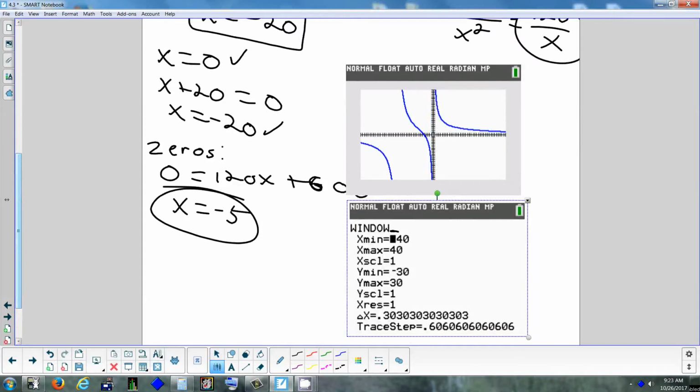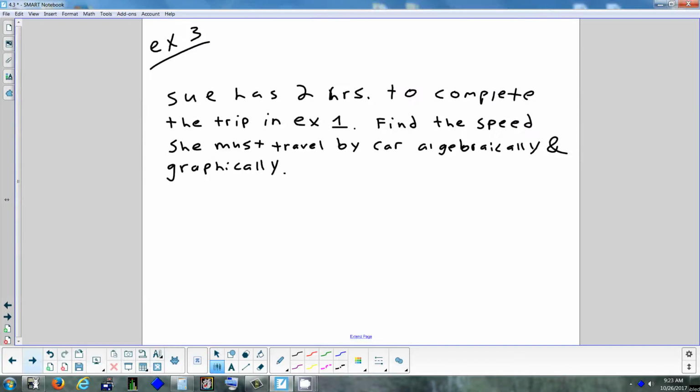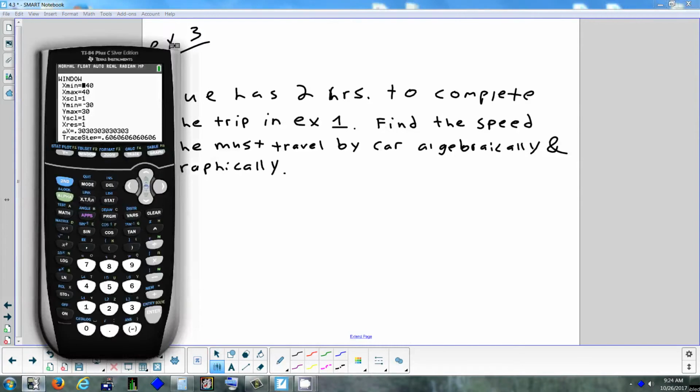Now we can use that graph to figure out anything we want. Let's say her trip took an hour. How fast was she driving in the car? We'll use the graph and figure it out. This one says Sue had 2 hours to complete the trip. How fast was she going in the car? You could also find how fast she's going in the train, because if you know the car, the train was just 20 faster. Does our graph represent the speed of the car or the speed of the train? The car. Yep, x was the speed of the car, not the train.